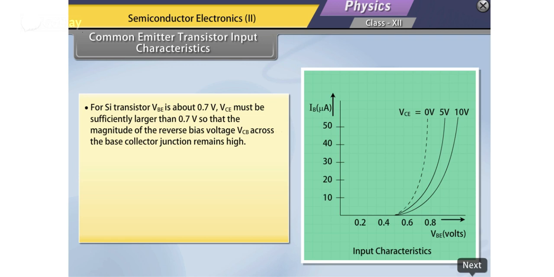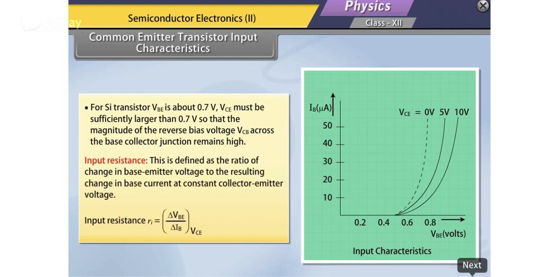VCE must be sufficiently larger than 0.7 volt so that the magnitude of the reverse bias voltage VCB across the base collector junction remains high. Input resistance. This is defined as the ratio of change in base emitter voltage to the resulting change in the base current at constant collector emitter voltage.